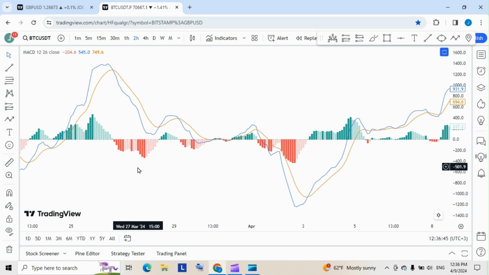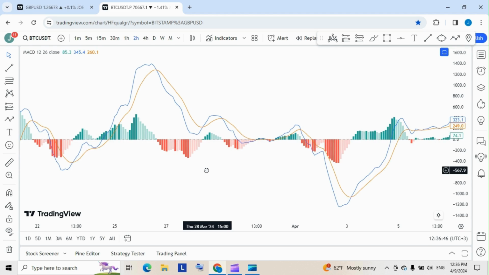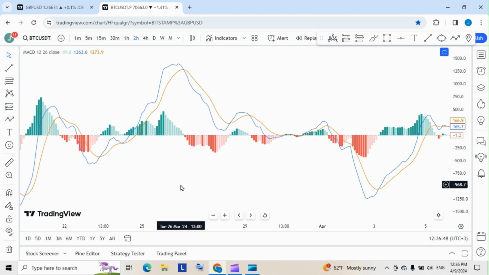Now, when do you enter a trade? Please listen to this, I want this to be very, very friendly. We have what we call a crossover. Now let's look at where this arrow is pointing.